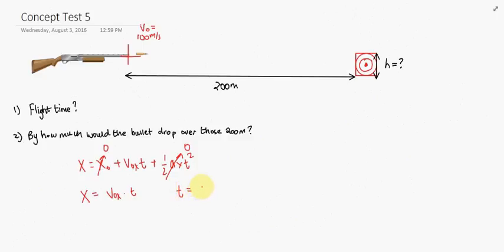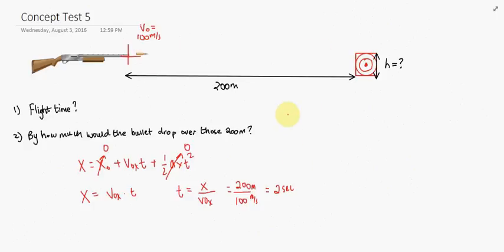That it is my x position divided by my velocity in the x direction. Right, that's 200 meters divided by 100 meters per second, which gives me 2 seconds, right? So it's going to take 2 seconds for the bullet to leave the gun and reach the target.